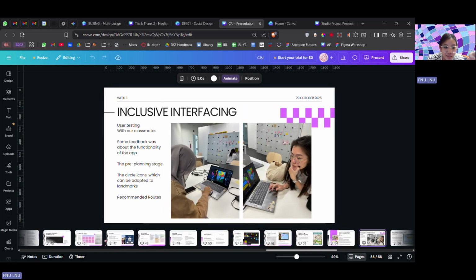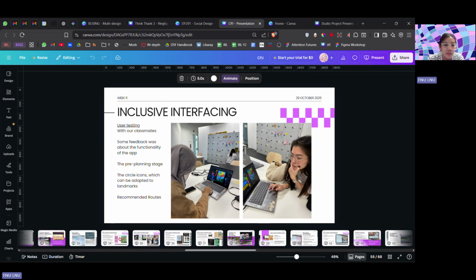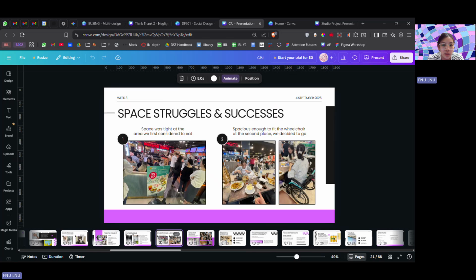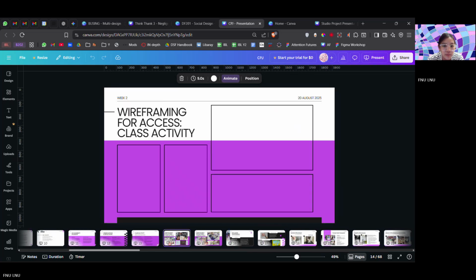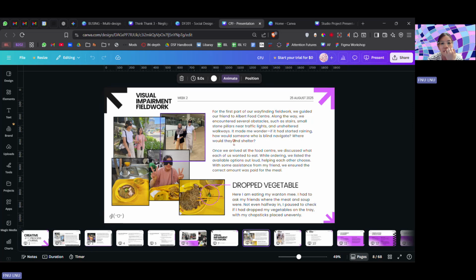Let me find the blindfold challenge. Okay, I'm not sure if I put it in. I think it's somewhere here. Let me check. Oh, I think that was the earlier one. Ah, yeah, this one. Actually, this blindfold activity came first before the wheelchair field work. We had to be blindfolded and walk from one place to another.